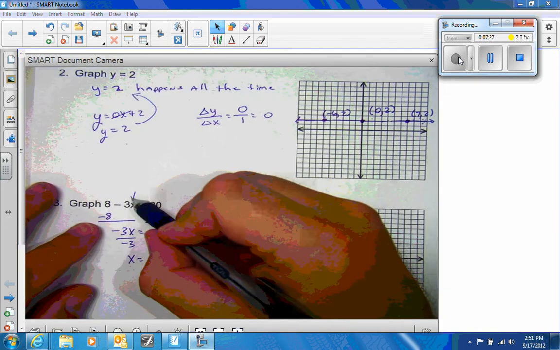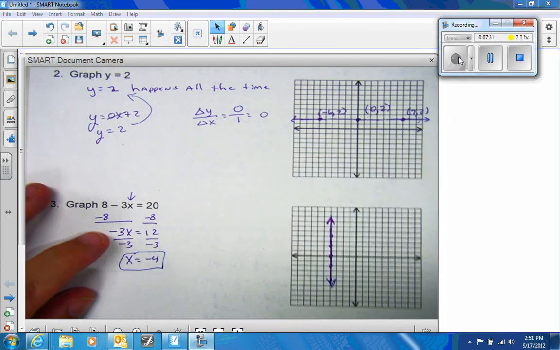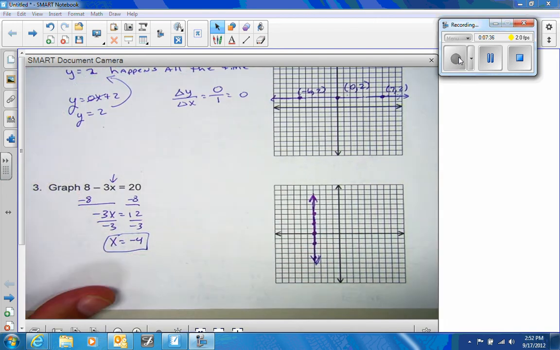Number 3, I solve for x. It's the only variable I have. There is no y, so I kind of know it's going to be an x equals. But when I solve it, I get x equals -4. It's a vertical line of x equals -4.